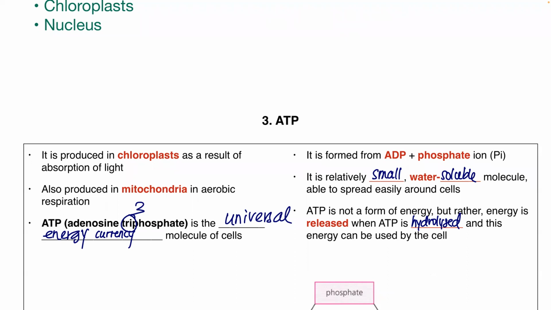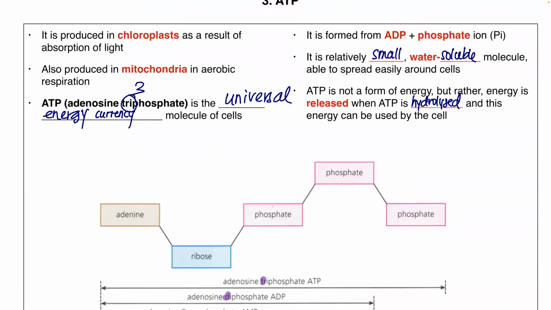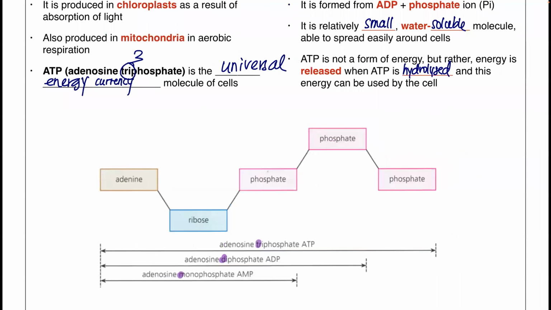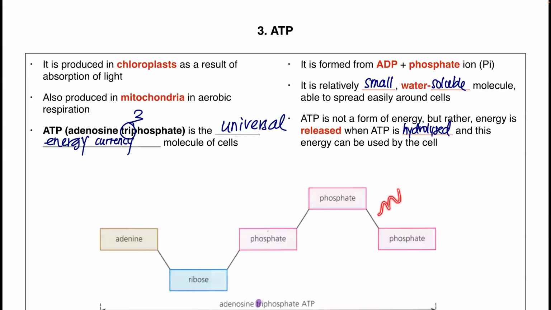In the case of ATP, this is the general structure of ATP. T stands for triphosphate. If you remove one, it becomes a diphosphate. Remove another one, and it becomes a monophosphate. Whenever this bond is broken, energy is released. It is the amount of energy released that is used to do work. So ATP itself is not a form of energy, but when you break it, it releases the energy.